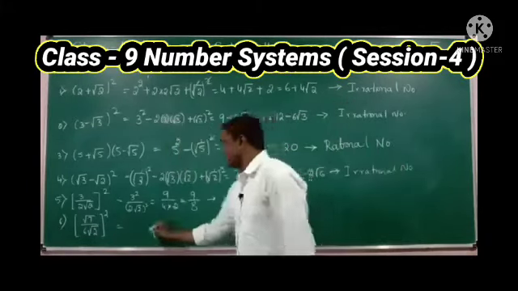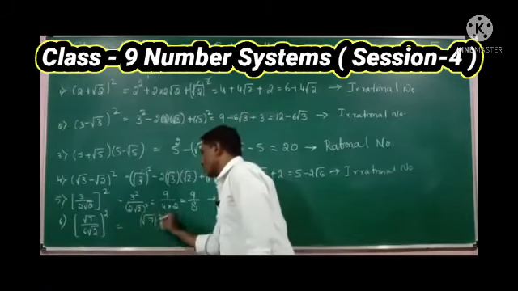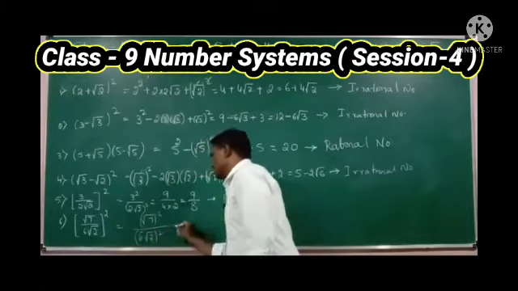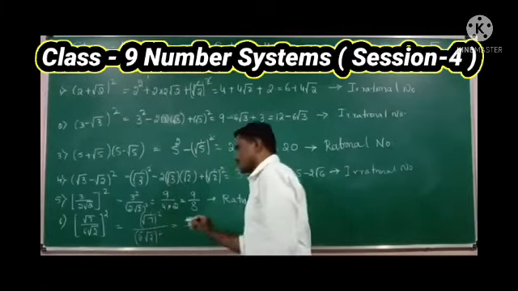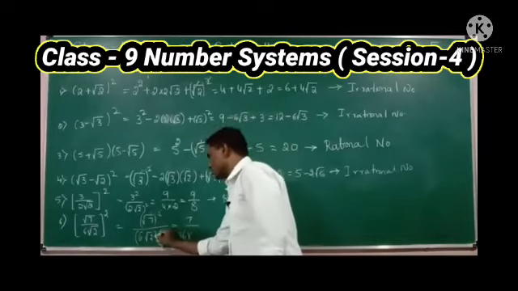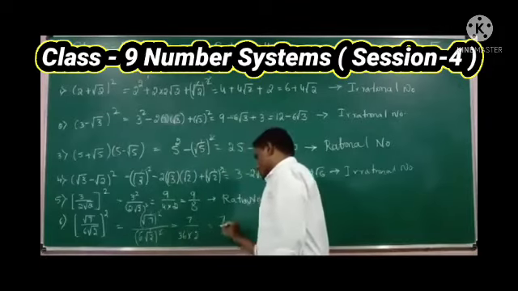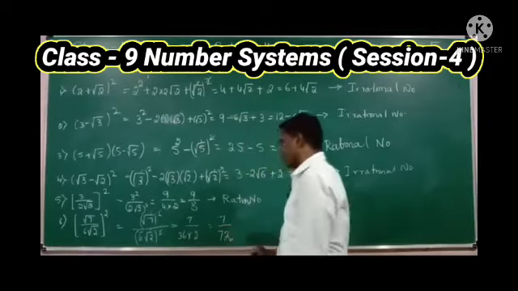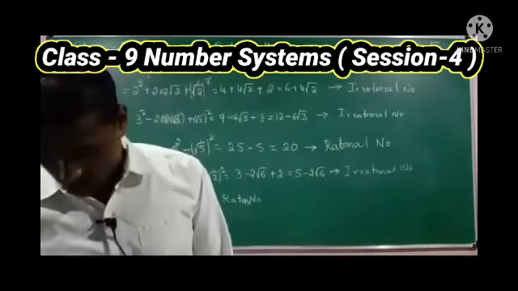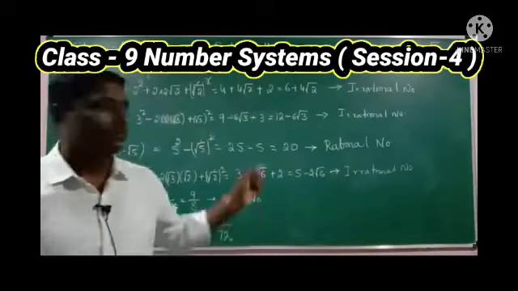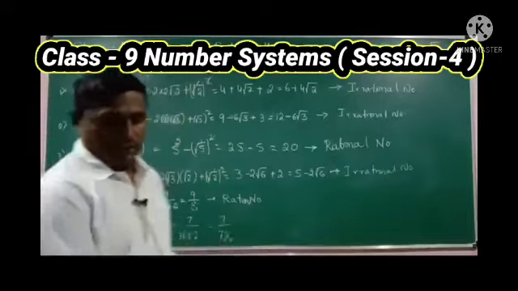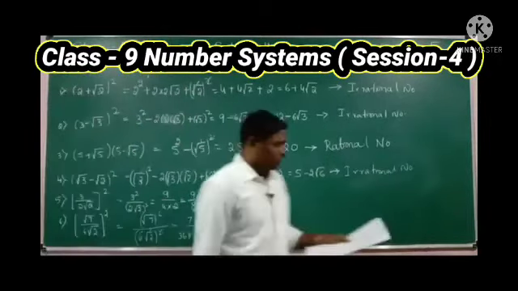See the next question. Root 7 whole square divided by 6 root 2 whole square. Square and root get cancelled, remaining 7 divided by 6 square, which is 36, into square and root cancelled, remaining 2. That is nothing but 7 by 72, since 36 2s are 72. So these are some examples of finding whether the given numbers are rational or irrational.